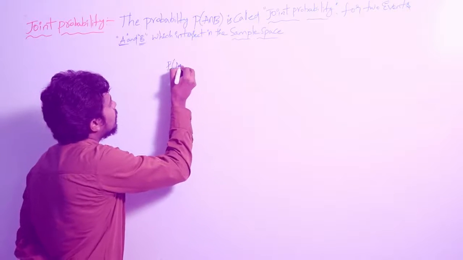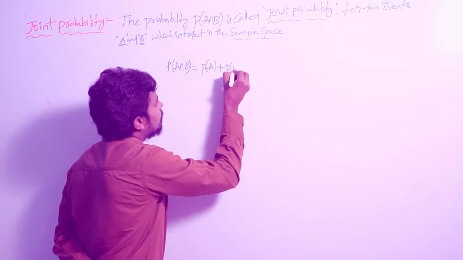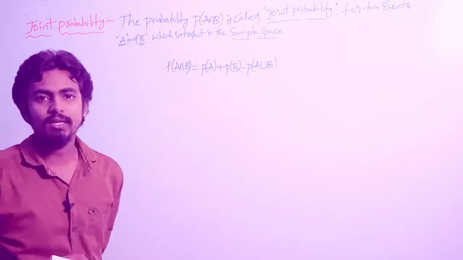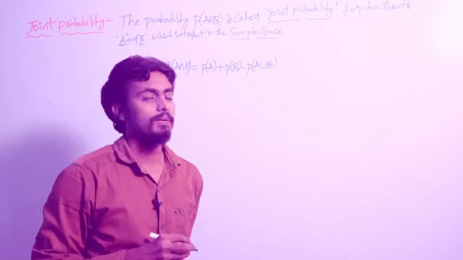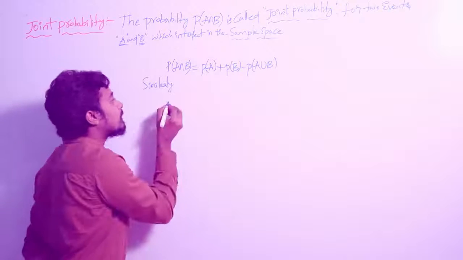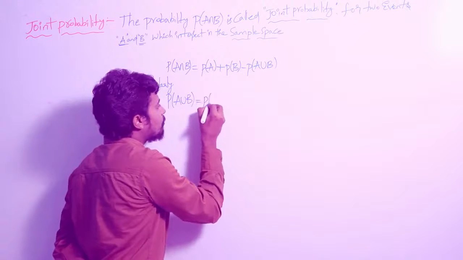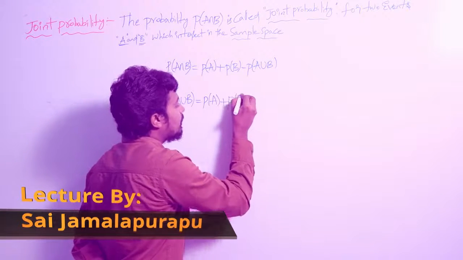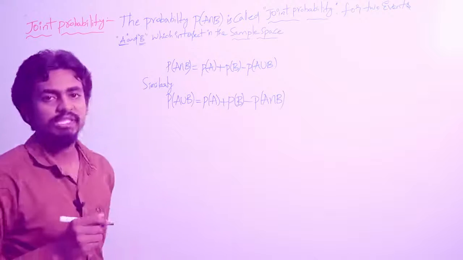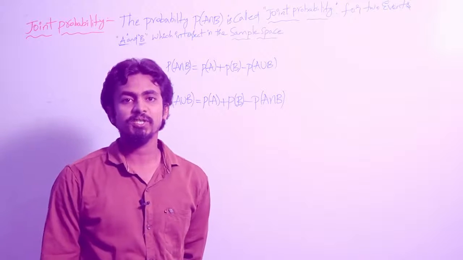P of A intersection B will be equal to P of A plus P of B minus P of A union B. Similarly, for the union, P of A union B will be equal to P of A plus P of B minus P of A intersection B. These two formulas will be important in the joint probability. And next we will see the multiplication theorem for the probability.